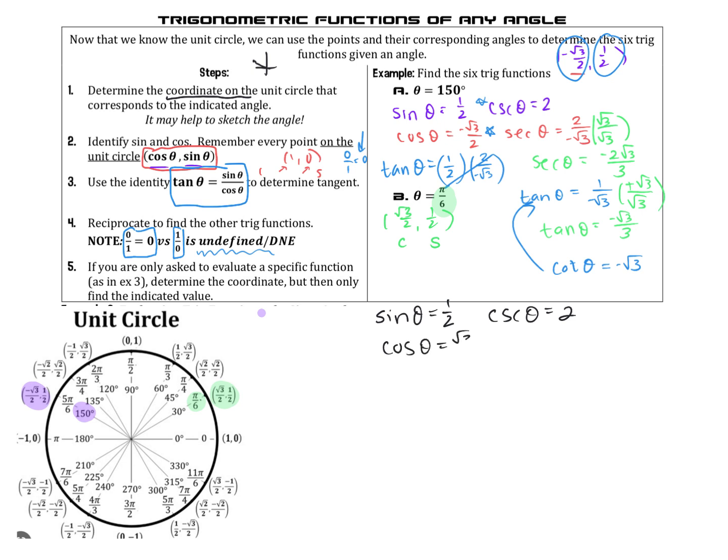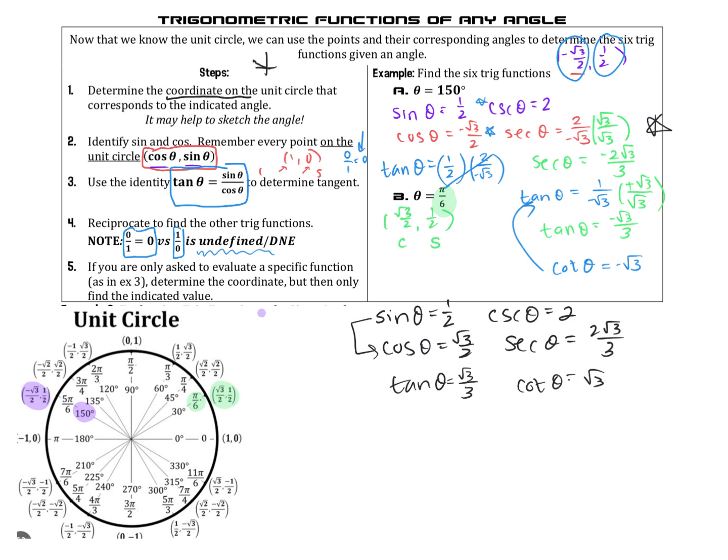Cosine is going to be root 3 over 2, and since we just rationalized the denominator already for this up here, this is going to be 2 root 3 over 3. Tangent is going to be sine divided by cosine, which we did down here to get root 3 over 3. And cotangent of theta is going to be root 3.